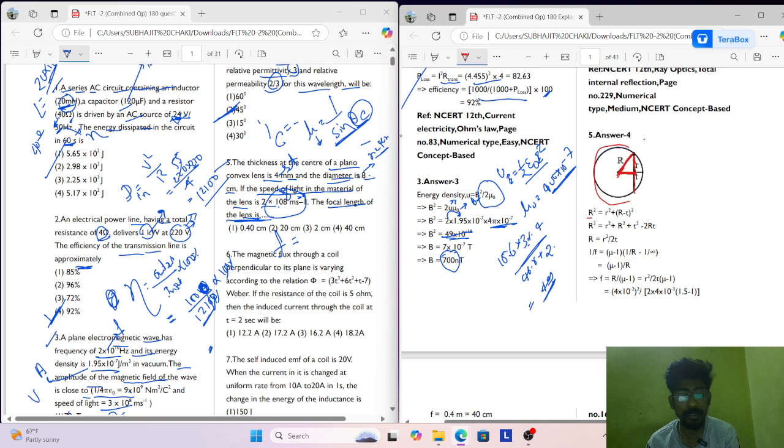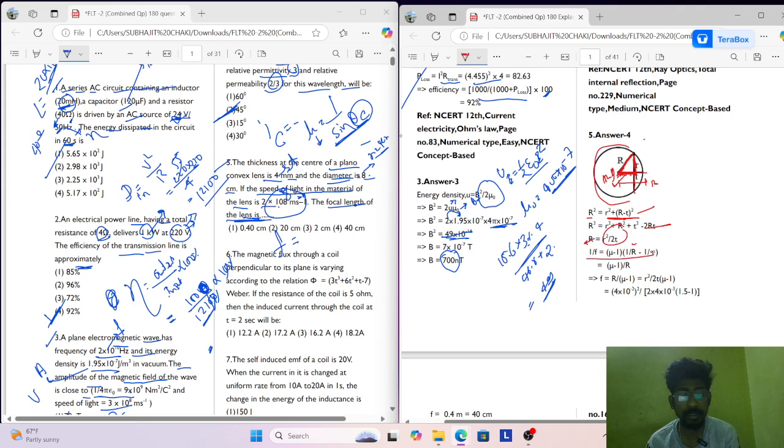If we apply the Pythagoras theorem, what will you get? This total is also R, so this one will be R minus t. From this right-angled triangle, this is our hypotenuse, this is our perpendicular, and this is our base, R minus t. So putting in this formula, R will be equal to r square by 2t.